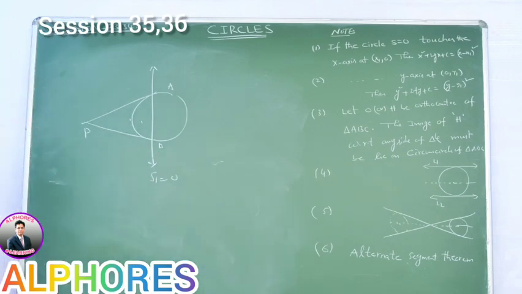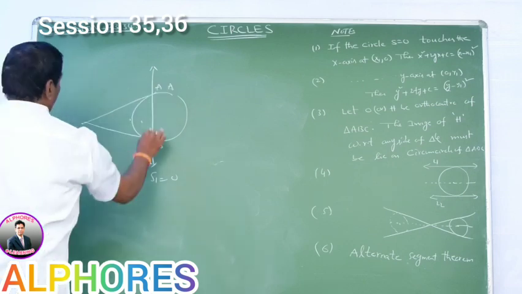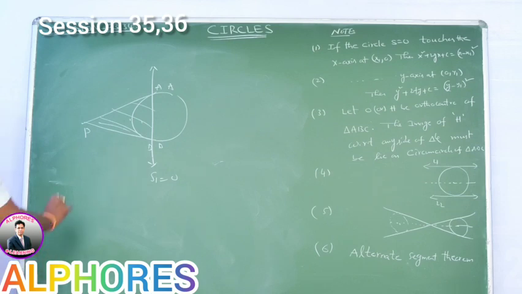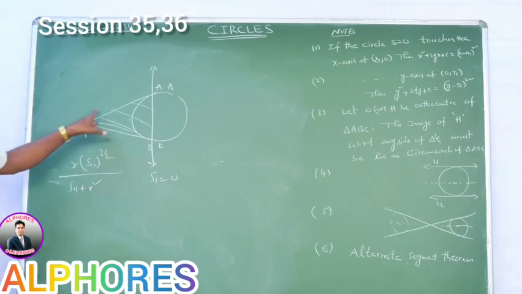Okay, in this case, the area of the triangle formed by the pair of tangents with the chord of contact is equal to R into S11 whole power 3 by 2 divided by S11 plus R square.